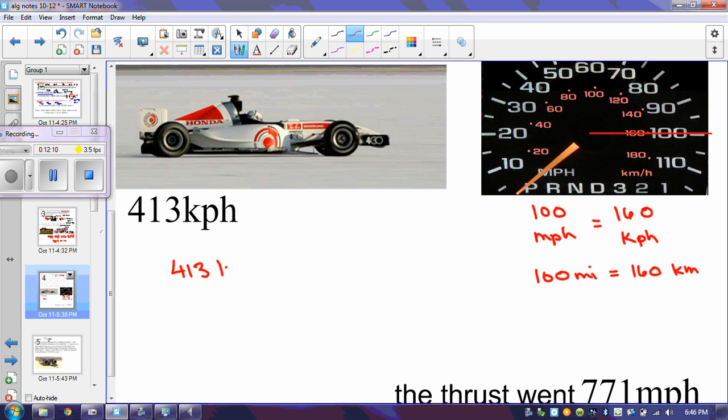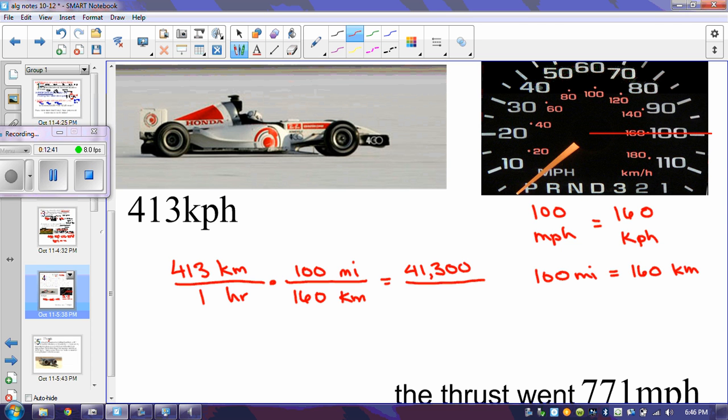So if I want to convert my 413 kilometers per hour into miles per hour, just like we did before, I'm going to take the 413 kilometers per 1 hour, and I'm going to multiply by a conversion fraction. I want kilometers on the bottom to cancel out the top, and I want to end up with miles, and now I'm going to use this equivalence here. So I have 160 kilometers is the same as 100 miles. When I multiply through, I get 41,300. My kilometers have canceled out, leaving me with just miles up here. And in the denominator, I have 160, and the only label left is hours.